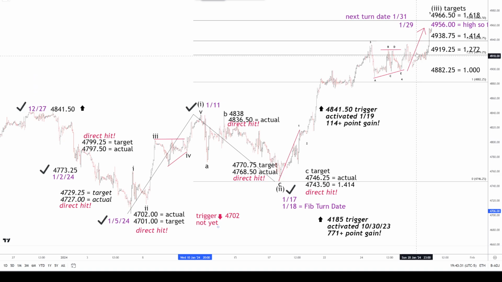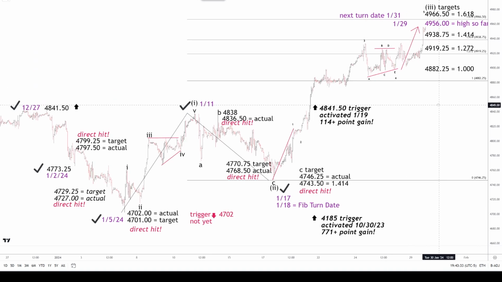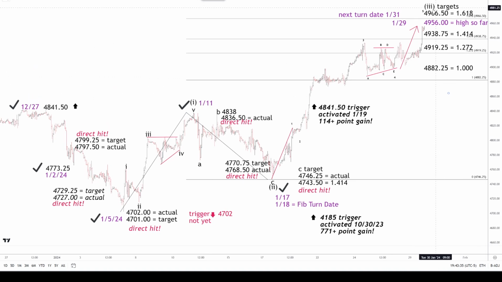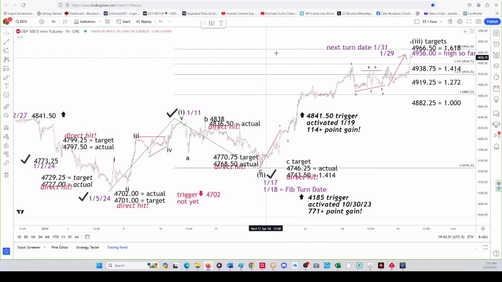Thought it would thrust out. Of course it did. You can see here what we have is wave 3 targets. We're getting really close, within 10 points right now of that 1.618 Fibonacci target. And we have a turn date coming up here on 1/31, which is 2 days away. So we can get into that if we can get in and show our reports. Let's see here.